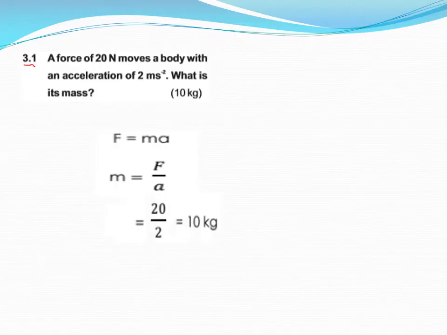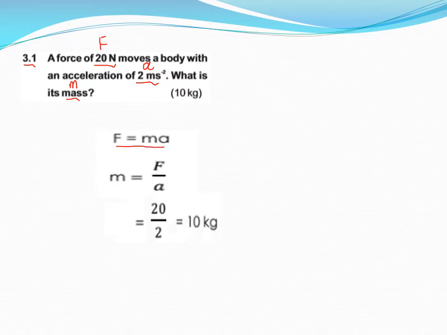Numerical 3.1. What is the data given here? A force of 20 Newton moves a body with an acceleration of 2 meter per square second. What is its mass? So it is very clear that force is given, acceleration is given, and we are to find the mass. Okay. So which formula is there? F is equal to ma.